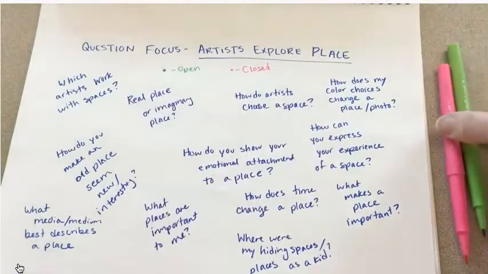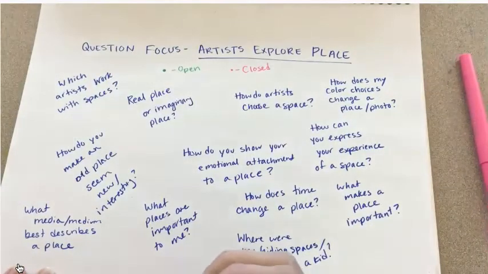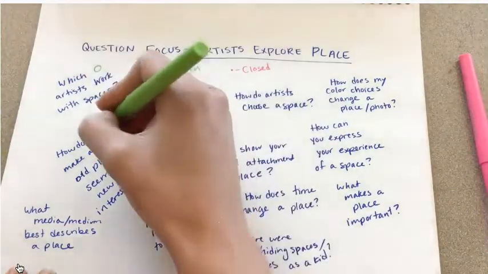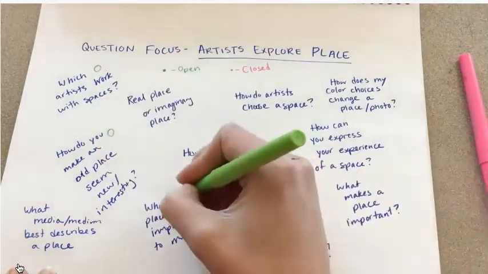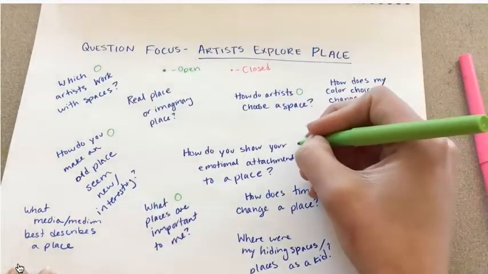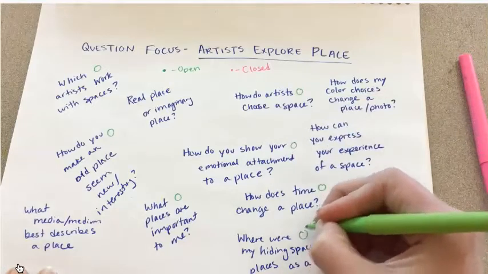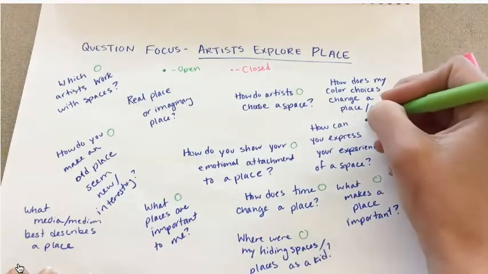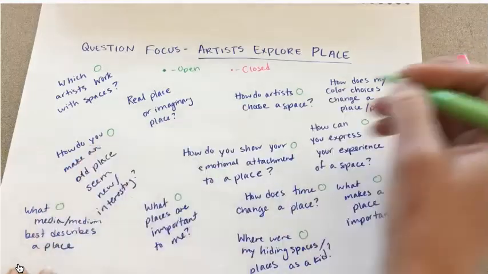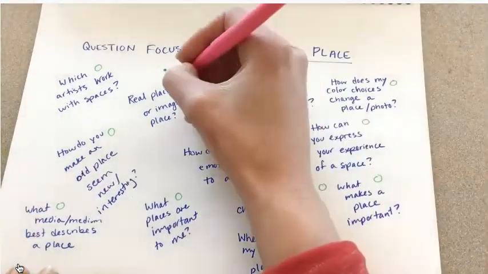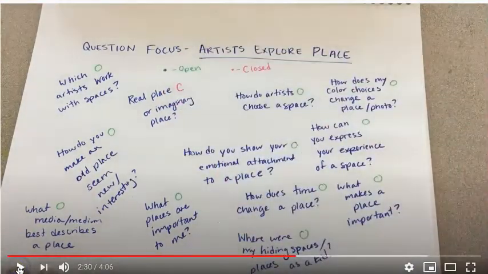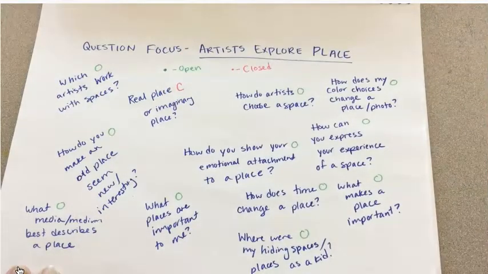Here is the example. Open is green, closed is pink. For example, which artists work with spaces? That's an open question. There are many. So this person is doing pretty well in identifying all the open questions. There is one closed question though. Real place or imaginary place?